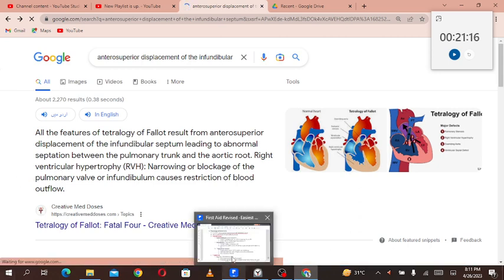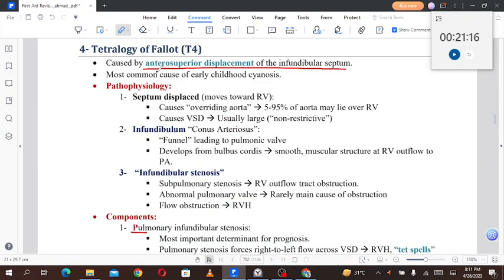Coming back to the discussion. Here we are saying that it is caused by the anterior superior displacement of the infundibular septum. Most common cause of early childhood cyanosis. Pathophysiology: the septum is displaced and moves towards the right ventricle. So the aorta will be overriding. This causes overriding of the aorta. 5 to 95% of the aorta may lie over the right ventricle.